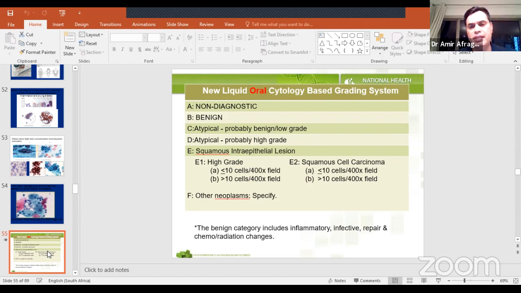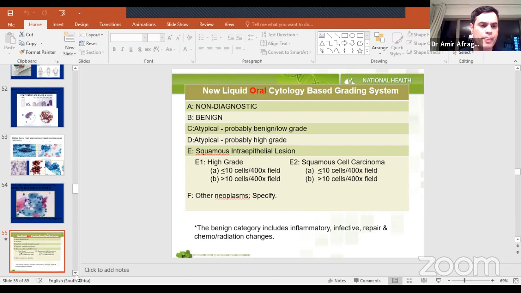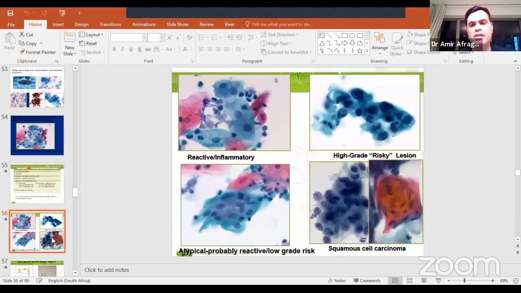Professor Hiller and I did a study in 2010. It was one of the first studies in the oral cavity to put to the test oral liquid-based cytology, and we obtained very good results with very good sensitivity and specificity, and we even proposed a new liquid-based oral cytology grading system. These are some of the results of our study. You can see that the smears are quite nice and colorful to look at, from reactive to high-grade lesions to invasive squamous cell carcinomas, where you can see a keratin pearl.